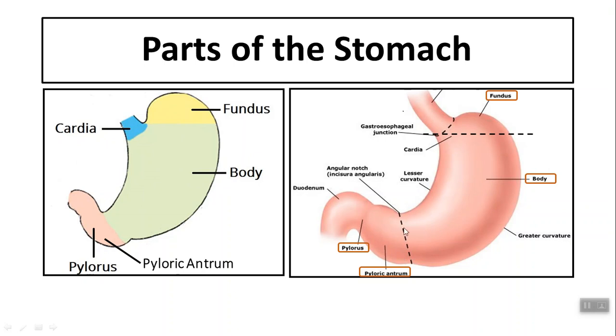Next, from the incisura angularis to the pylorus, we have what we call the pyloric antrum. And lastly, we have the pylorus, which is the most tubular part of the stomach that contains the pyloric sphincter. So these are the main parts of the stomach: the fundus, body, pyloric antrum, and the pylorus.